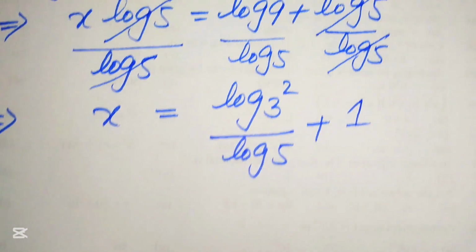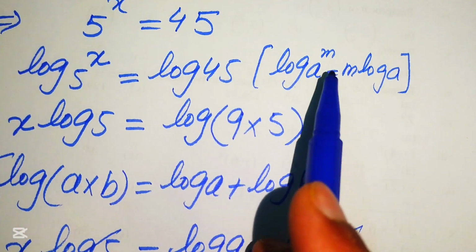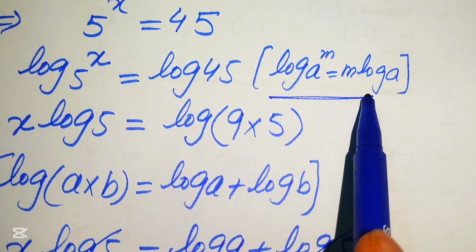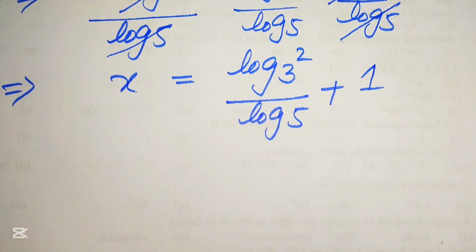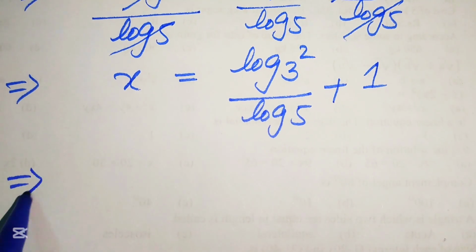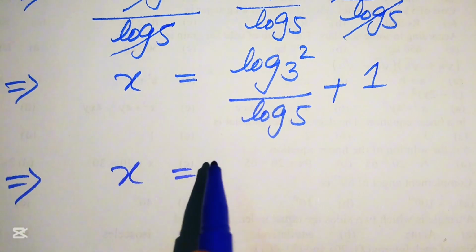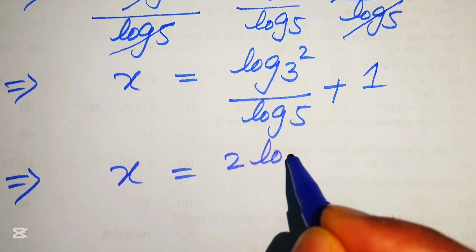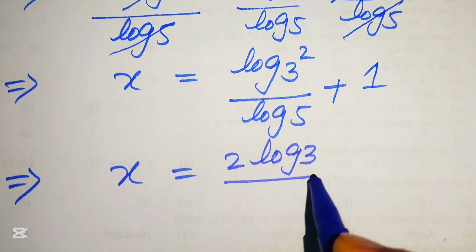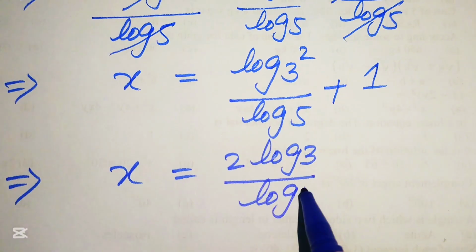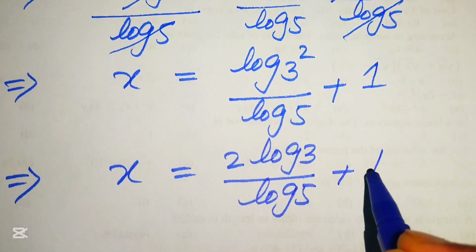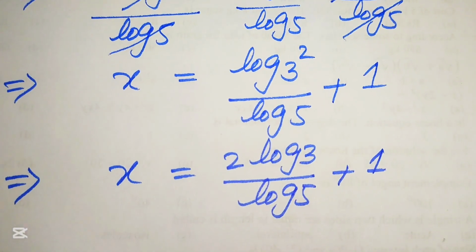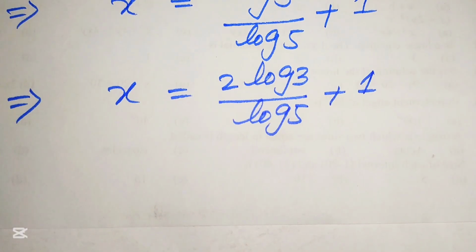So further we again apply this property of log, and according to this property, we move the exponent m in front of the log, and it will be written as x equals, so we move this 2 in front of this log, and it becomes 2 times log 3 divided by log of 5 plus 1. So this is the final value of x in this problem.